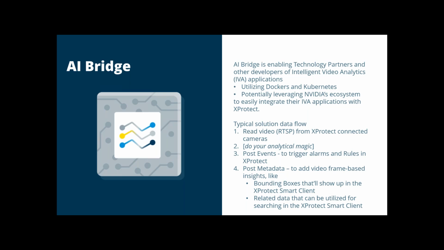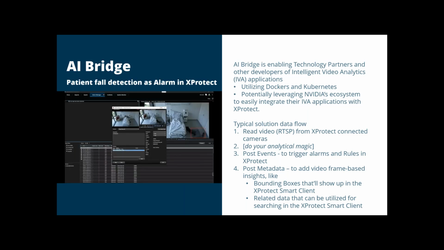So if you want to search for, let's say, the red car or the person with the blue hat or whatever it is, you can utilize the information in the metadata and search that, and then find the related video to see that. So that's a typical data flow.